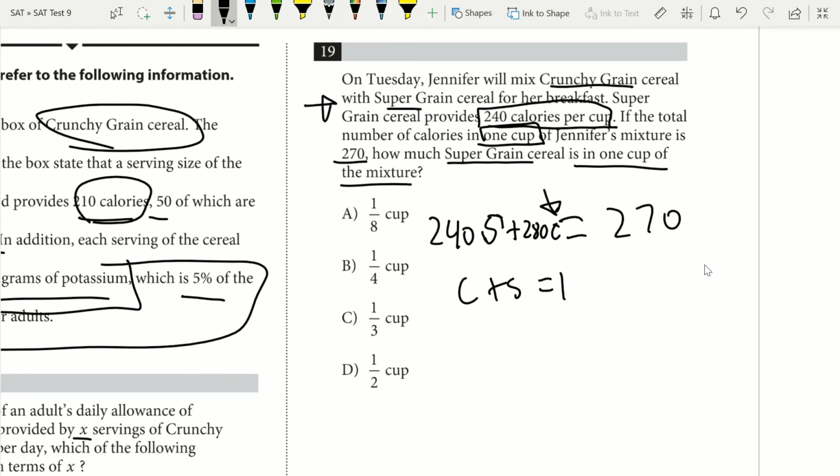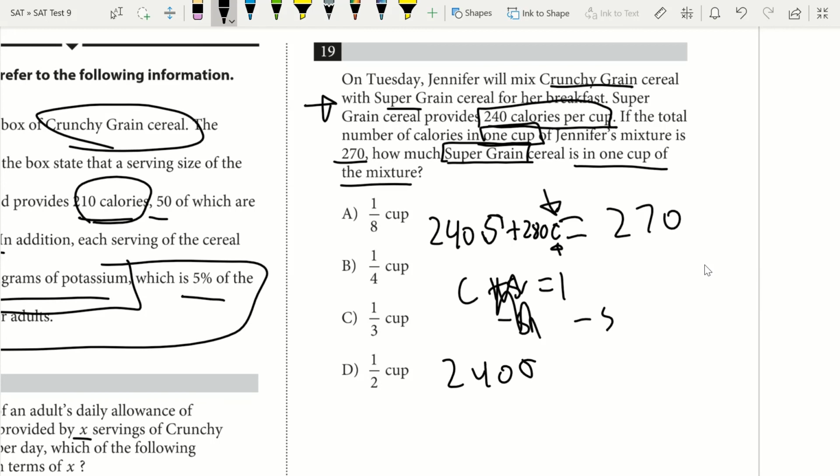So C plus S has to equal 1. We also have that up there. So since we have to solve for the amount of super grain cereal in 1 cup, we want to get C out of there and replace it with S. So we know that C is going to equal 1 minus S, because we have to subtract S from each side to get rid of it. So we're going to have 1 minus S equals C. At that point, we go ahead and plug it in.